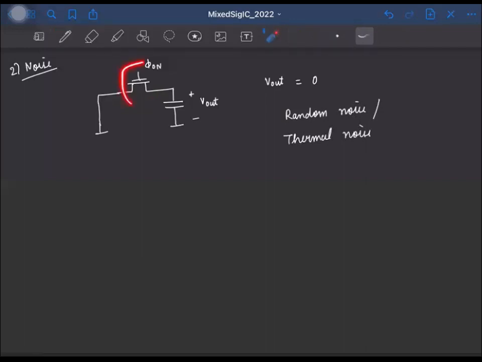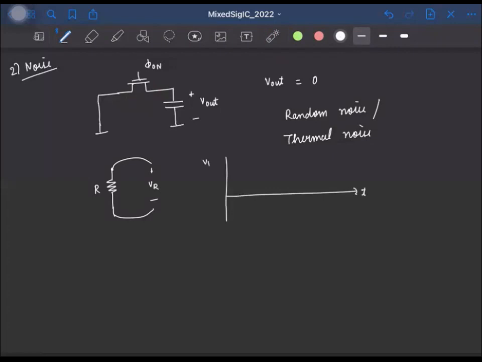Not just with this MOSFET, even if you take a simple resistor like this, and you try to measure the voltage across this resistor accurately without adding any other non-ideality to the measuring setup. So if I call the voltage VR, ideally we expect that VR should be equal to 0. But again, due to the random motion of the electrons here, we will have some small fluctuations like this. This is again due to this thermal noise.